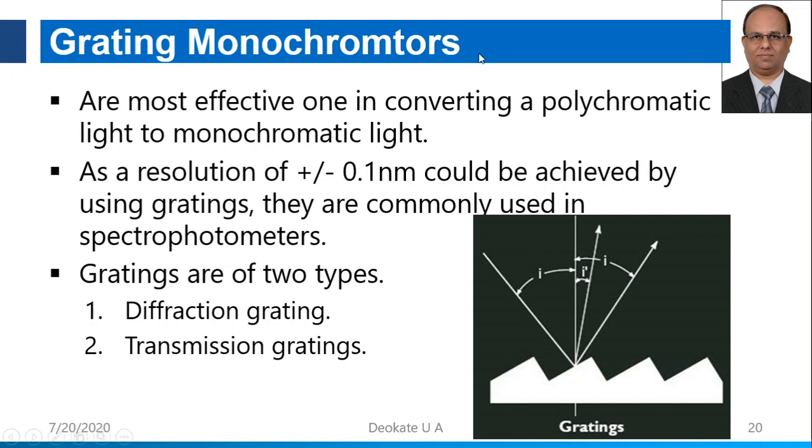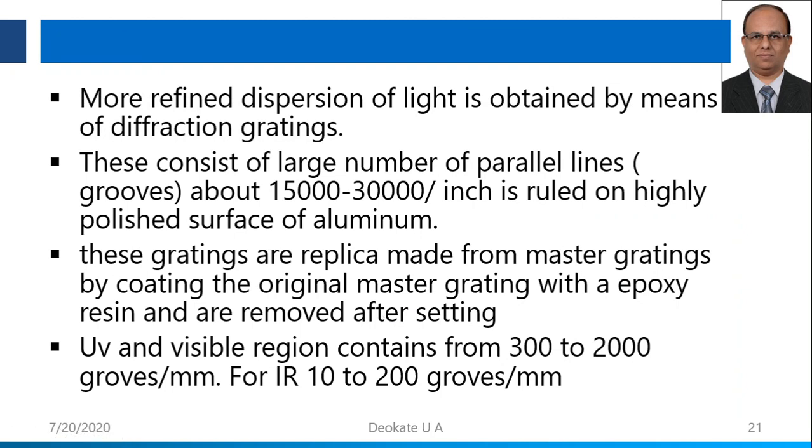See here, the basic principle is given here. This is called angular dispersion. The basic principle of dispersion in the grating monochromator is angular dispersion. More refined dispersion of light is obtained by means of a diffraction grating. This consists of a large number of parallel lines, called grooves, about 15,000 to 30,000 per inch, ruled on a highly polished surface of aluminium.